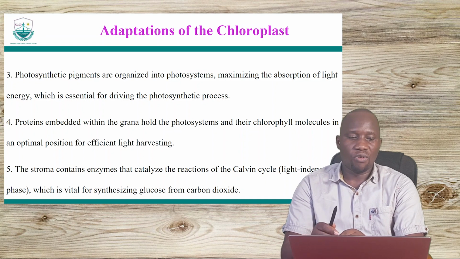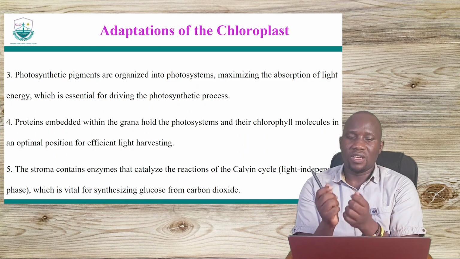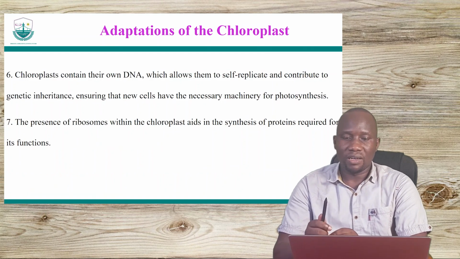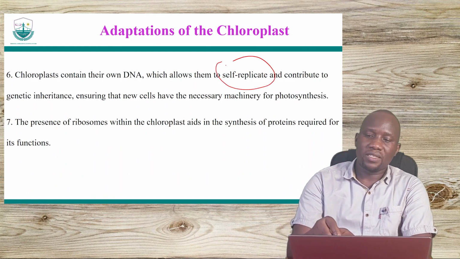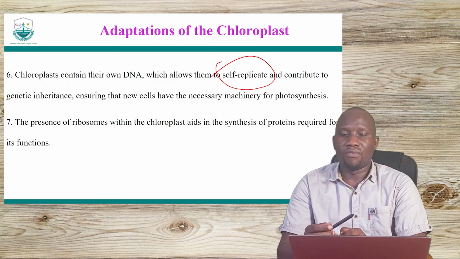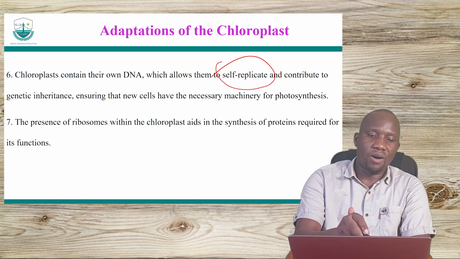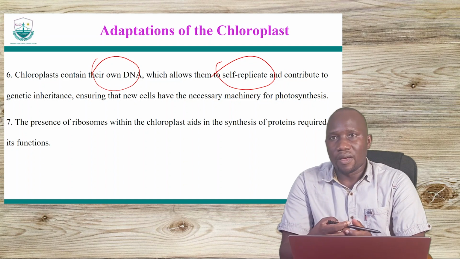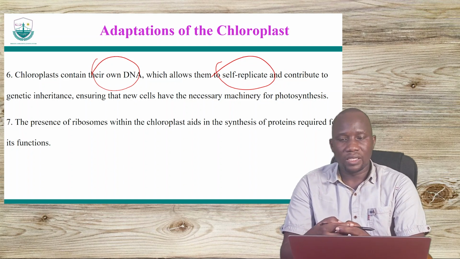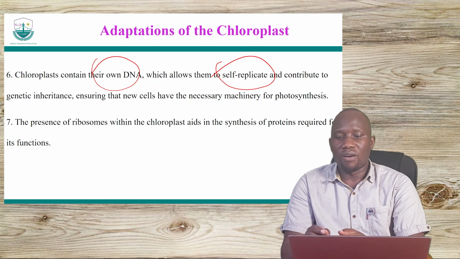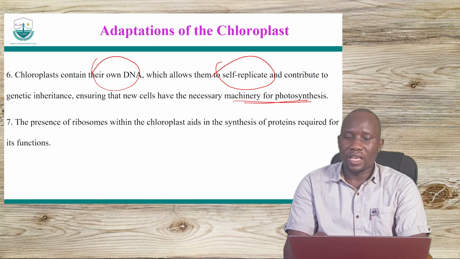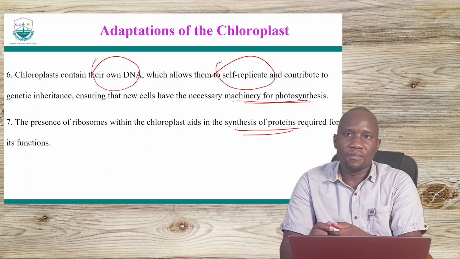And their chlorophyll molecules are very important for harvesting or trapping more light. The presence of the enzymes is something I've explained. Being semi-autonomous can be called self-replicative because they have their own DNA. They can control some of the processes that happen, for example the process of making certain proteins. So they contribute to genetic inheritance and also enable new cells to have the necessary machinery for photosynthesis. Having ribosomes means they can play an important role in photosynthesis.